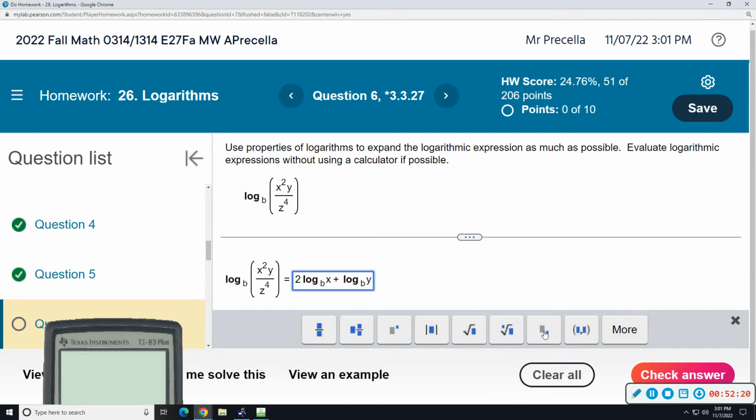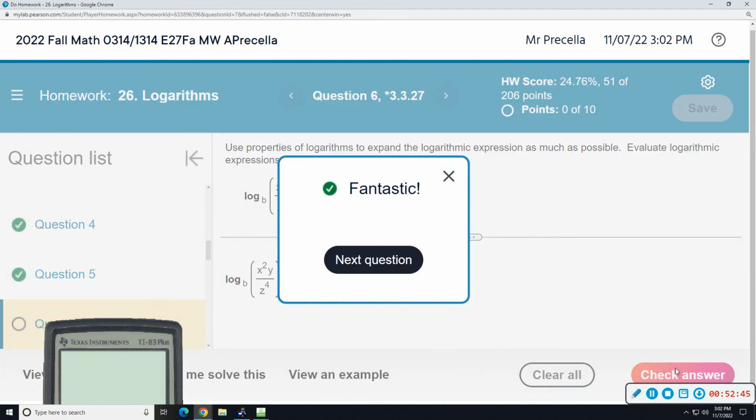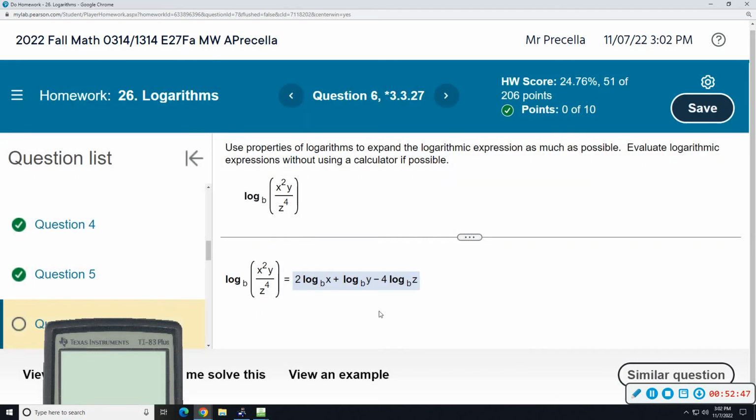Subscript B, right arrow, Y. Now, plus or minus? Minus. What number am I going to write? 4. L-O-G, base B, Z. Remember the time years ago a student said, my gosh, it takes a lot longer to type in the answer than to do the problem. And yeah, that's right. And I asked her, would you rather it the other way around?